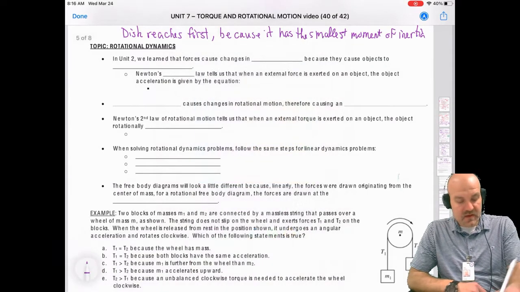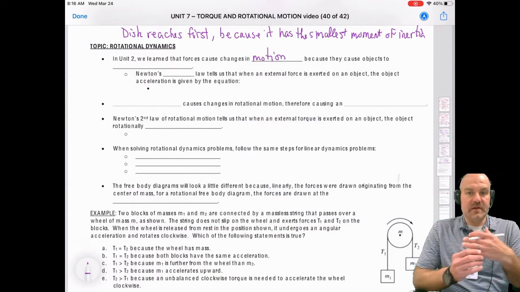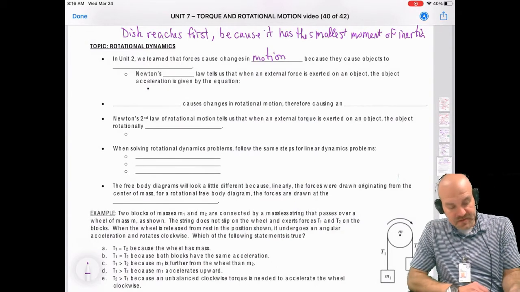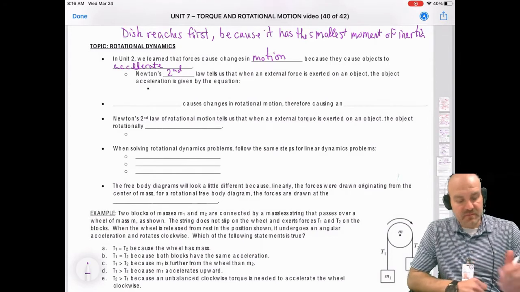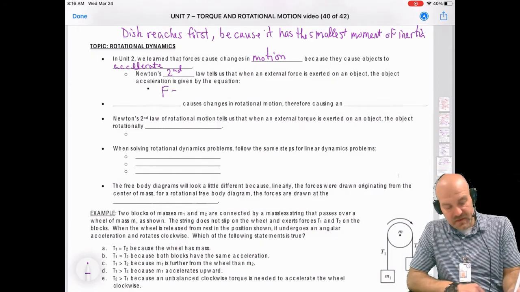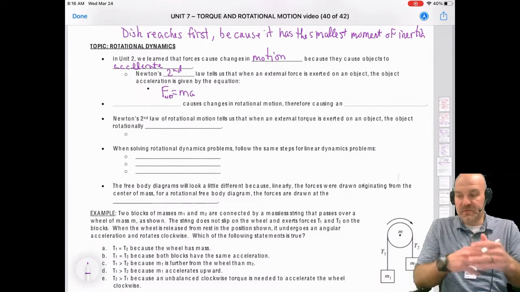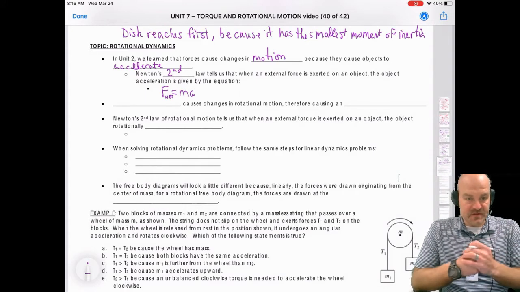Right, so forces again cause changes in motion. Without a force, you can't accelerate an object. That's what they want to do. They want to accelerate objects. And then Newton's second law, remember, tells us that when an external force is exerted on an object, the object's acceleration is given by the equation F equals ma. Remember, this was a net force, so the sum of the forces equals mass times acceleration.